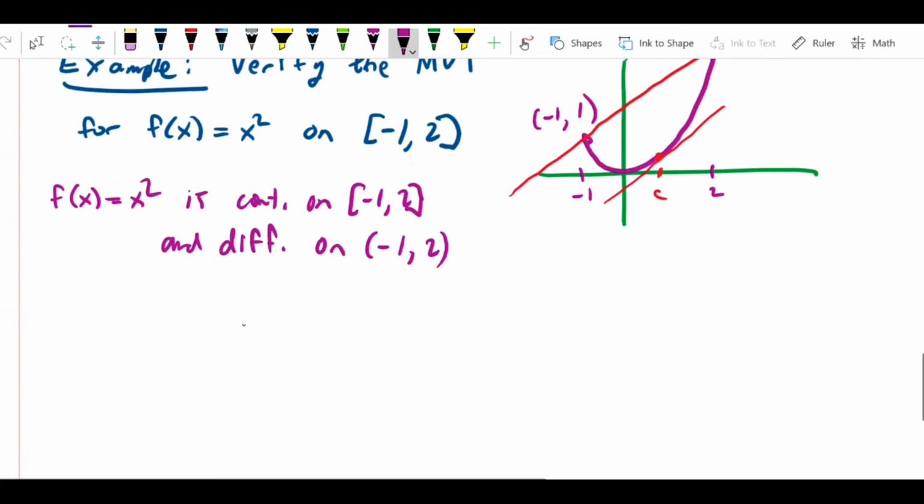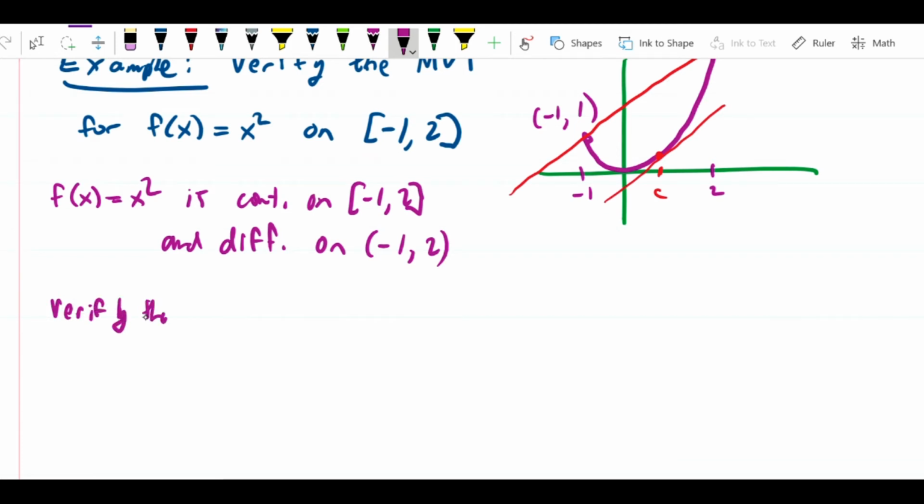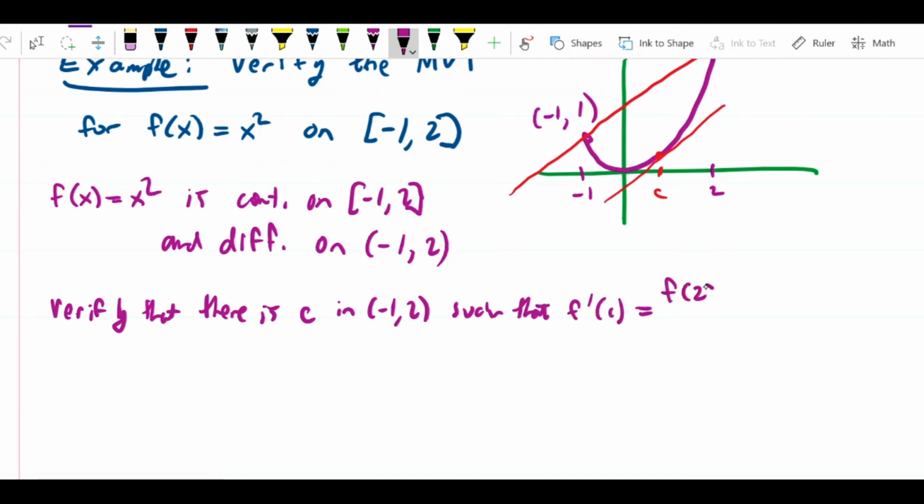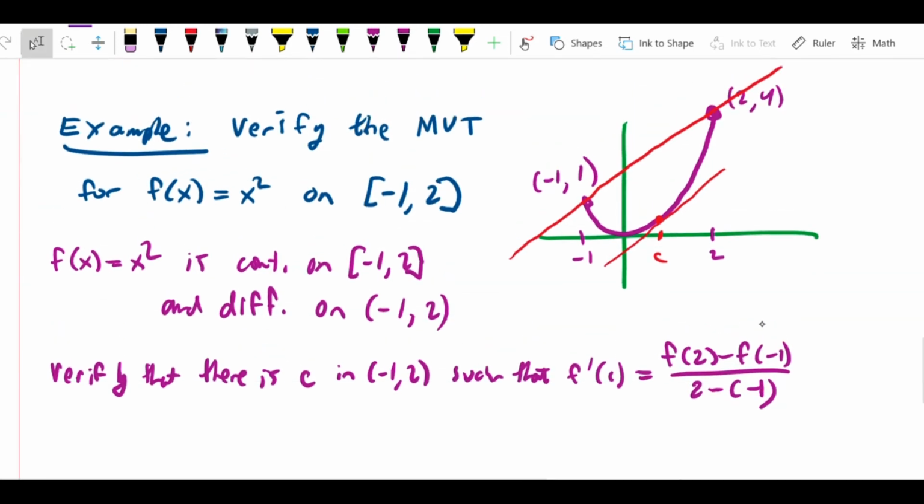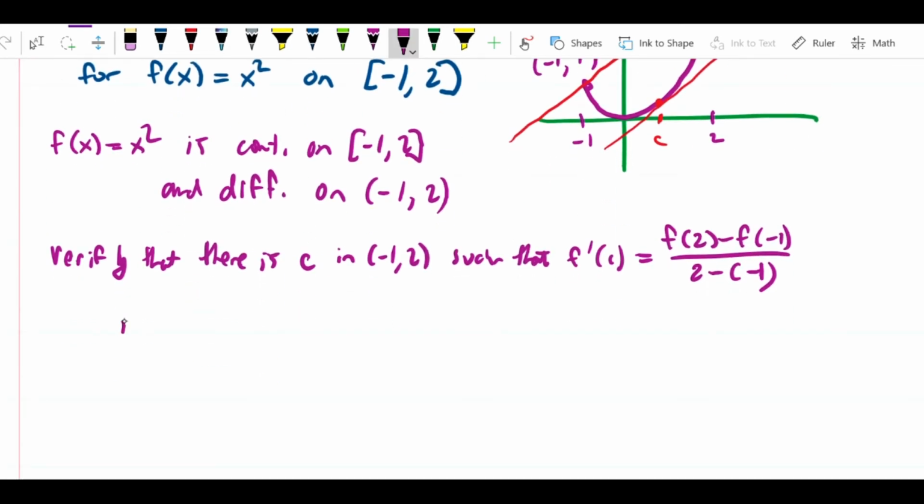So what we want to do is verify that there is a c in (-1, 2) such that f prime of c is equal to f of 2 minus f of -1 over 2 minus -1. That's what the mean value theorem asserts, so let's verify that it's true. I've put in the actual endpoints here, so we can see that 4 minus 1 is 3 and 2 minus -1 is also 3.